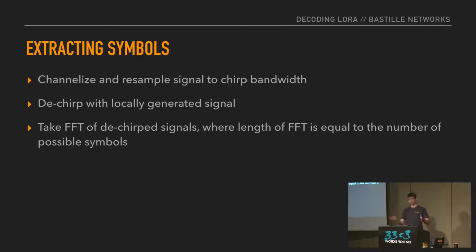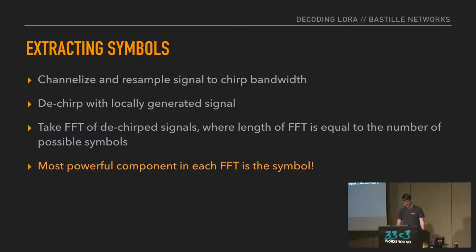Then we're going to take a fast Fourier transform of that signal where the number of bins of the FFT that we compute is equal to the number of possible symbols. And we'll illustrate this momentarily. And then, if we do that correctly, the most powerful component in that fast Fourier transform, that is the strongest component frequency that we get back from that operation, is the symbol that we're looking for.